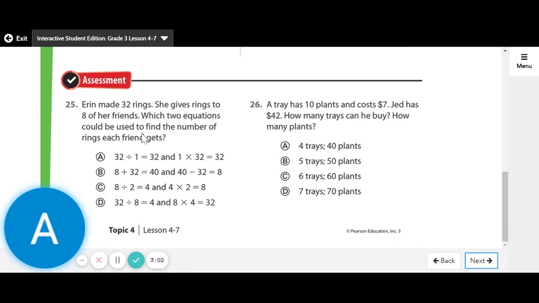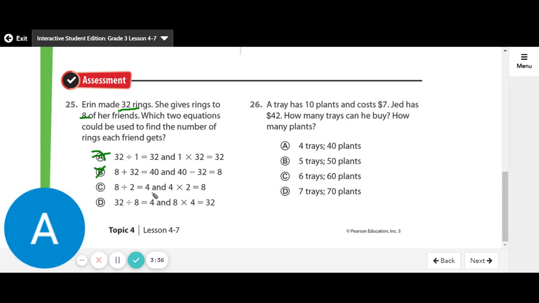We're going to go down to number 25 and 26. Number 25, Erin made 32 rings. She gives rings to 8 of her friends. Which 2 equations could be used to find the number of rings each friend gets? So we know she has 32 rings and she's splitting them up among 8 friends. So I see 32 divided by 1 and 1 times 32. They would both equal 32, but we're not dividing into groups of 1, so it would not be A. I see B is addition and subtraction. We know we're using multiplication and division, so it has to be C or D.